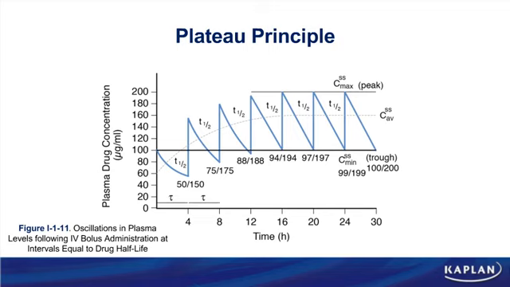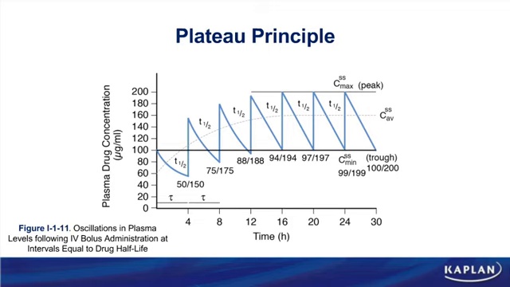I wait a half-life, I go to 75. I dose again with 100, I go to 175. And I continue to do that. I dose every half-life. And because I'm doing that, I'm going to have these peaks and troughs. Eventually, notice how the graph is going to level off. It's going to plateau. On the far right side of this graph, you can see that we have reached steady state. Again, that's why we call it the plateau principle.